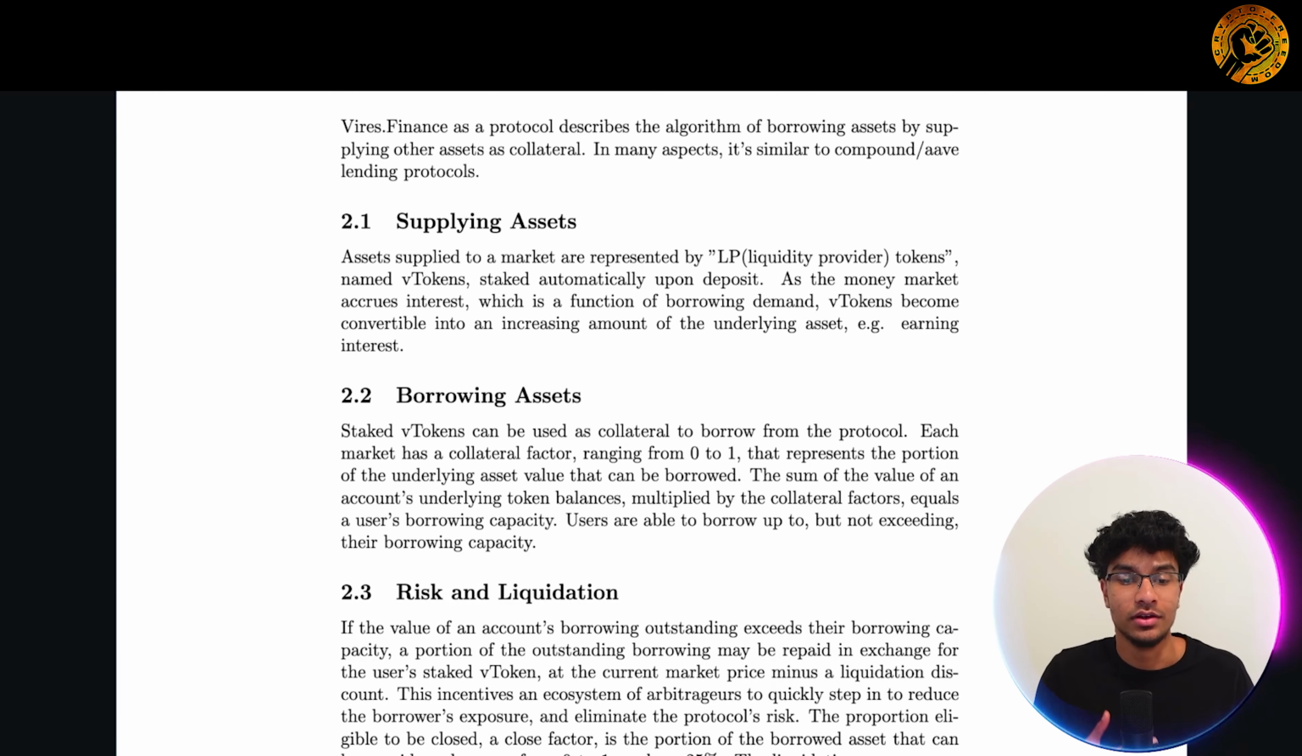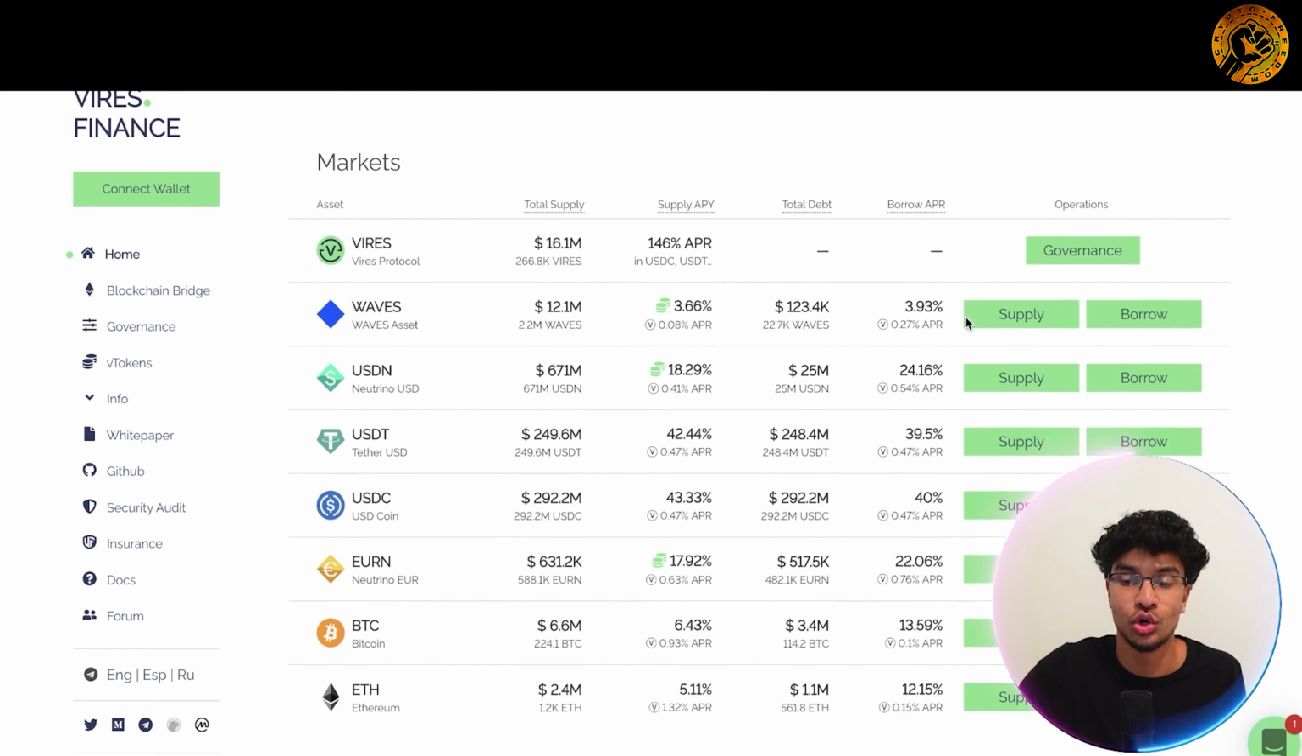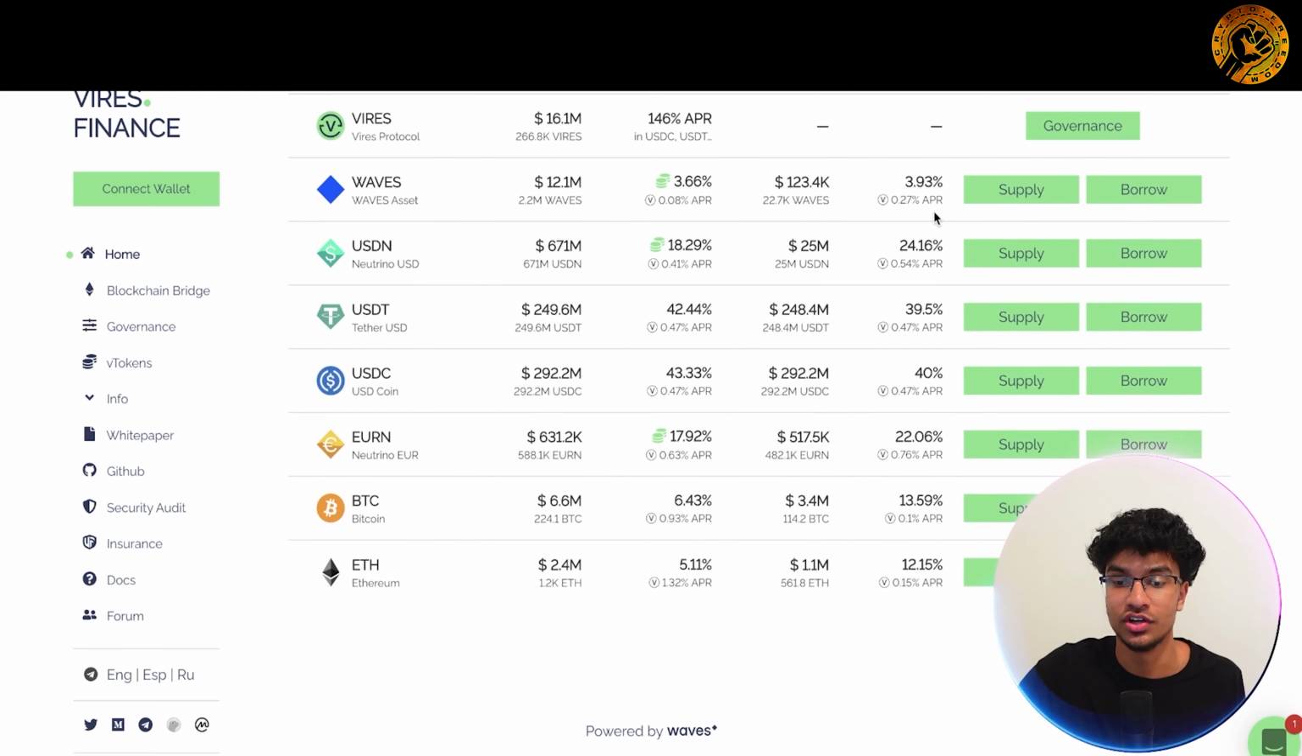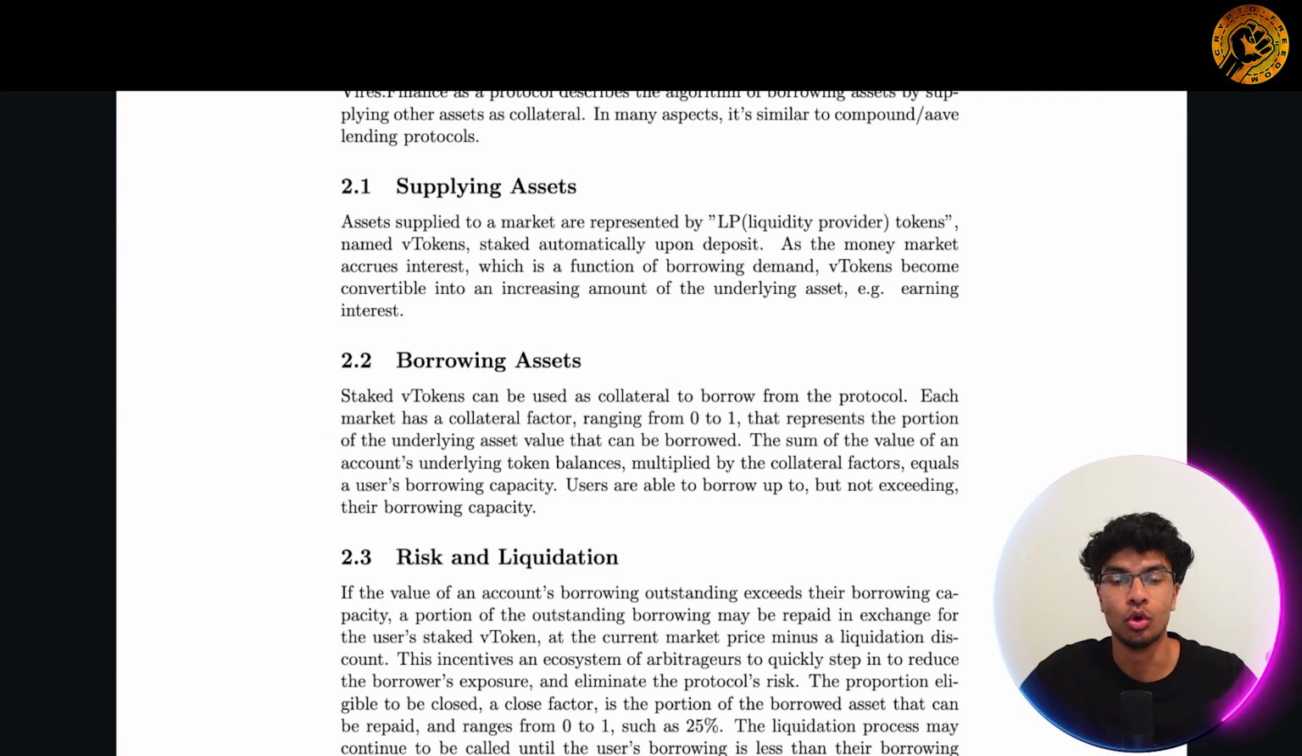As the money market accrues interest, which is a function of borrowing demand, V tokens become convertible into an increasing amount of the underlying assets, earning interest, which is shown over here under the borrow APR, the APR percentage for each of these assets. And for borrowing assets, staked V tokens can be used as collateral to borrow from the protocol as well.